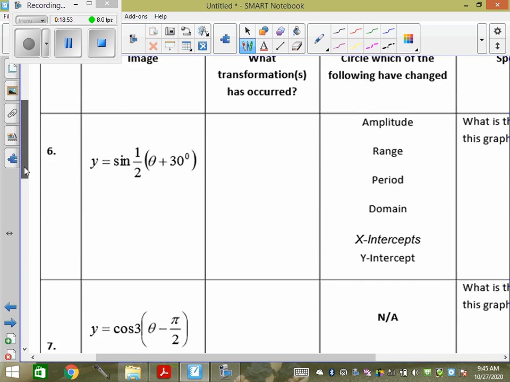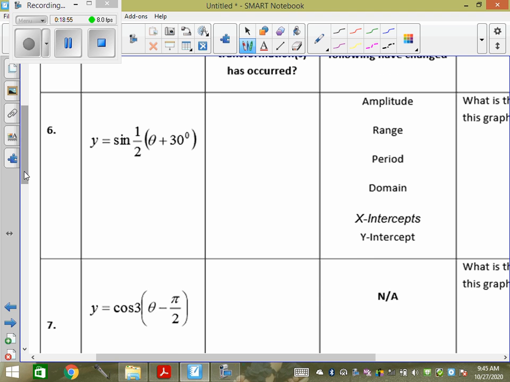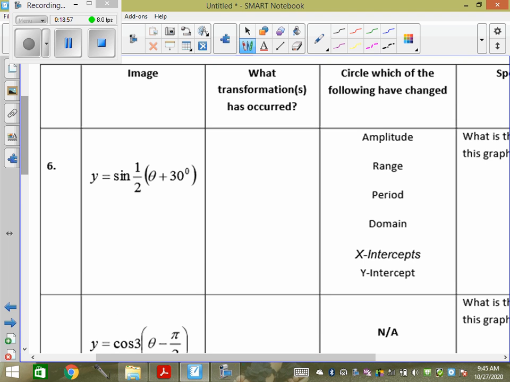What about this one? What occurs? Well, if you want to, you can do this. You can put this in a full set of brackets if that makes you happier. Whatever falls between the sine and the theta is your b value.